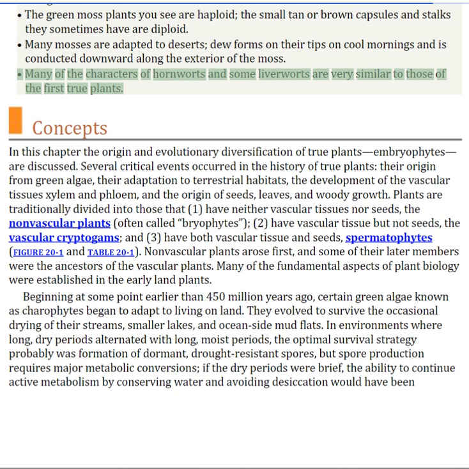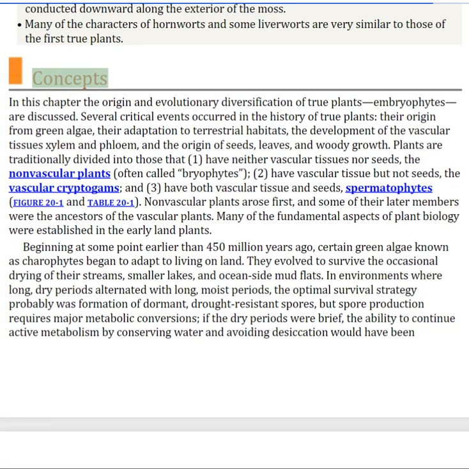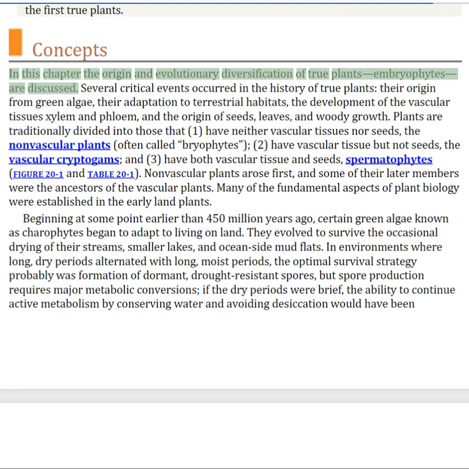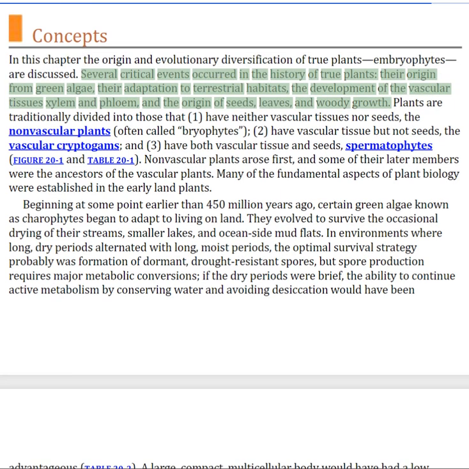Many of the characters of hornworts and some liverworts are very similar to those of the first true plants. Concepts. In this chapter, the origin and evolutionary diversification of true plants, embryophytes, are discussed. Several critical events occurred in the history of true plants: their origin from green algae, their adaptation to terrestrial habitats, the development of the vascular tissues xylem and phloem, and the origin of seeds, leaves, and woody growth.